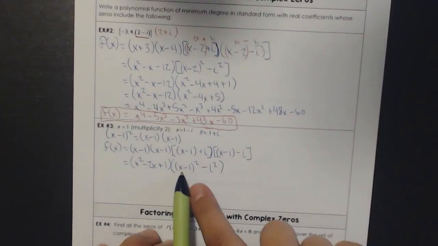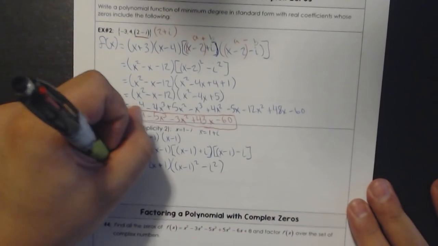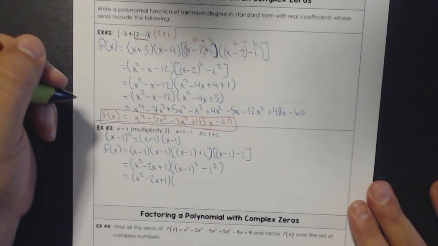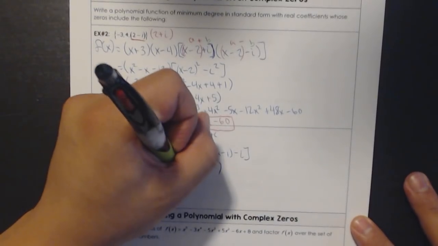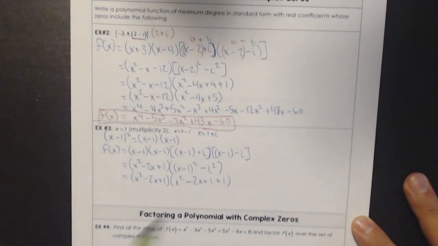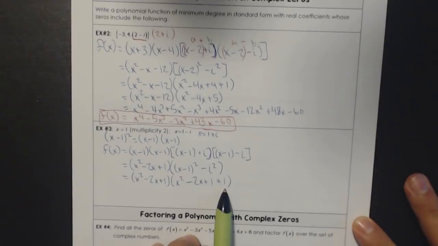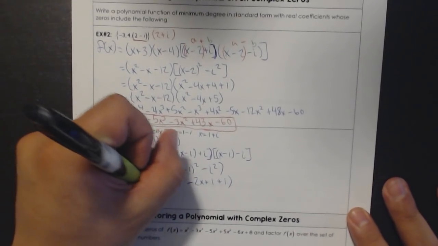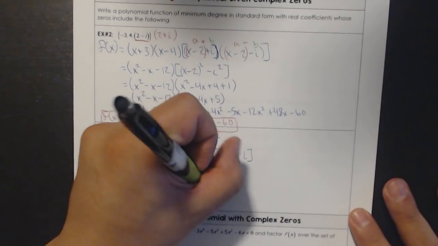So we FOIL out the x minus 1 squared and we square the i squared. It simplifies to be x squared minus 2x plus 1 times x squared minus 2x plus 1 plus 1, because the i squared is negative 1 and another negative makes this a plus 1. At the bottom, combine like terms, I get x squared minus 2x plus 1 times x squared minus 2x plus 2.